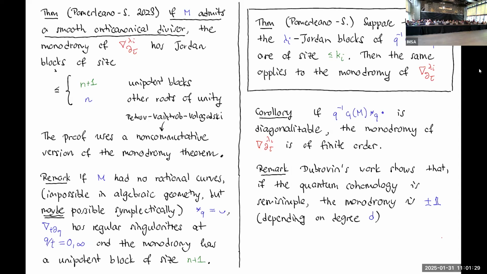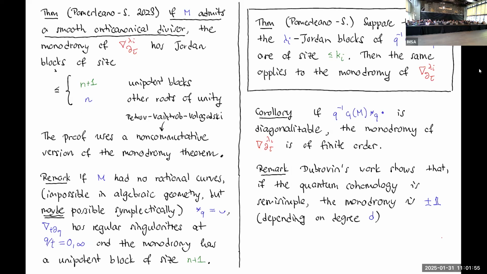Okay, I always get confused about this n and n plus 1. Am I off by 1? Why is there this difference? Every time I have to talk about this, I end up completely confused. But I think maybe this one here is helpful. So suppose that M had no rational curves. This is of course impossible for a Fano variety, but in symplectic geometry it could be possible, which means there are no examples, but we don't know how to exclude it.